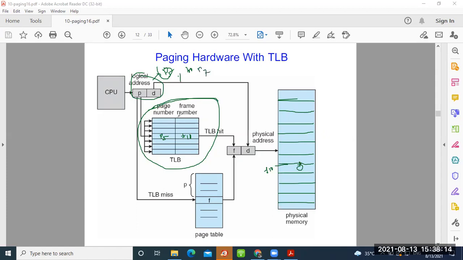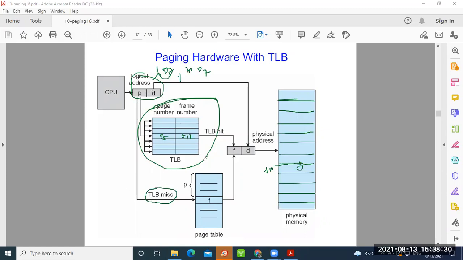Now, if the data is not available, suppose I'm looking for page number 7. If page number 7 is not available in the TLB, so first of all, I will search in this TLB. If you don't find page number 7 in the TLB, then I will go for the normal process. Then I will say there is a TLB miss. What is a TLB miss?